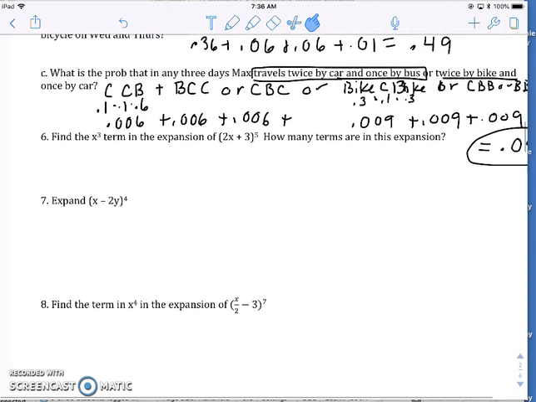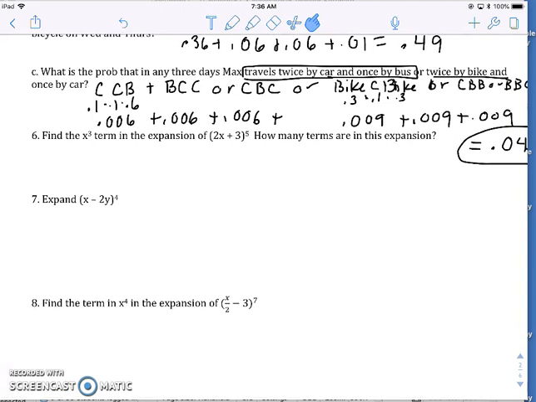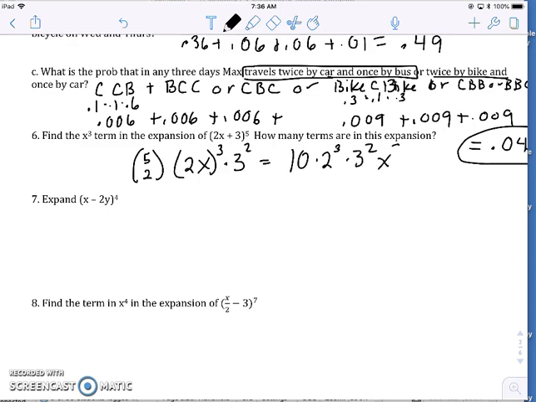Okay, and now on to some expansion ones. Find the x to the third term in the expansion. Okay, so let's see. So 2x, we know it's to the third, so times 3 to the second. And this one could be 5 choose 3 or 2, it doesn't matter. So that is really 5 choose 2 is 10 times 2 to the third times 3 squared, x to the third. So 10 times 8, 80 times 9, 720 x to the third.